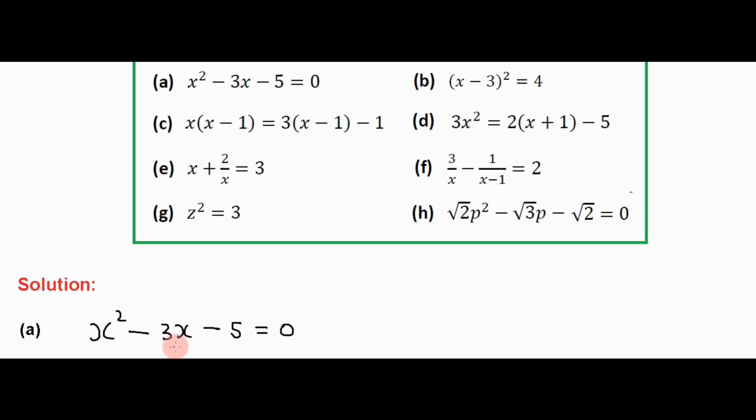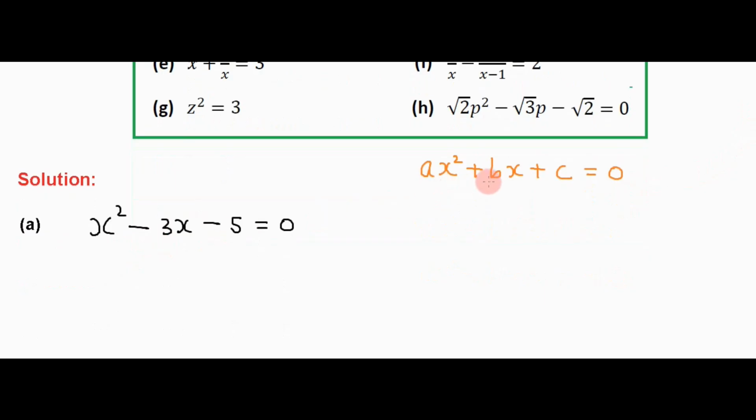Now, this equation is already in standard quadratic form. In other words, it's already in the form ax squared plus bx plus c equals 0. So we can start straight away by writing down the values of a, b, and c. So a is the x squared coefficient, and it's 1. b is the x coefficient, and that's negative 3. And c is the constant, which is negative 5.